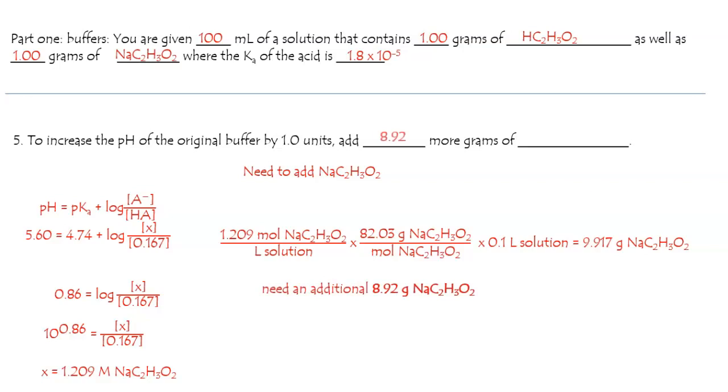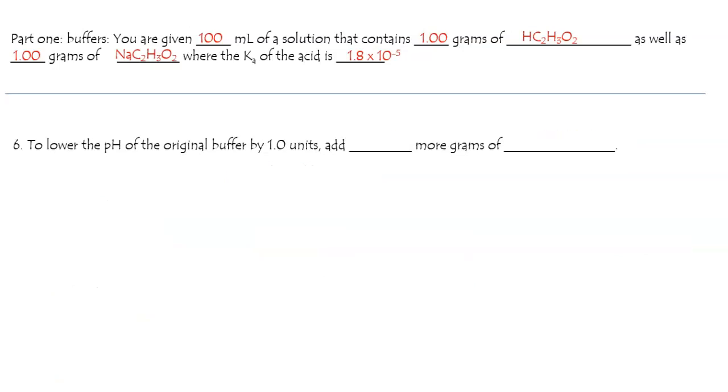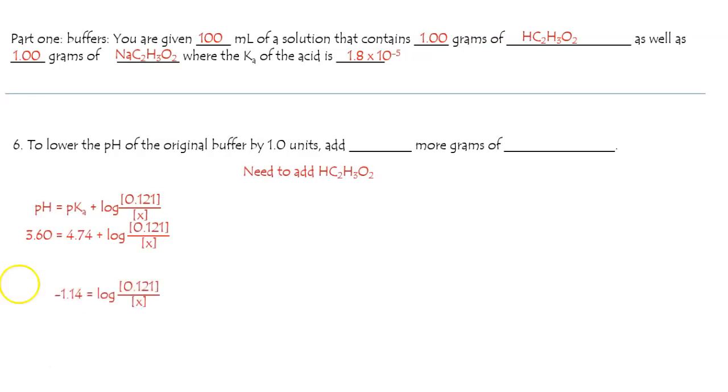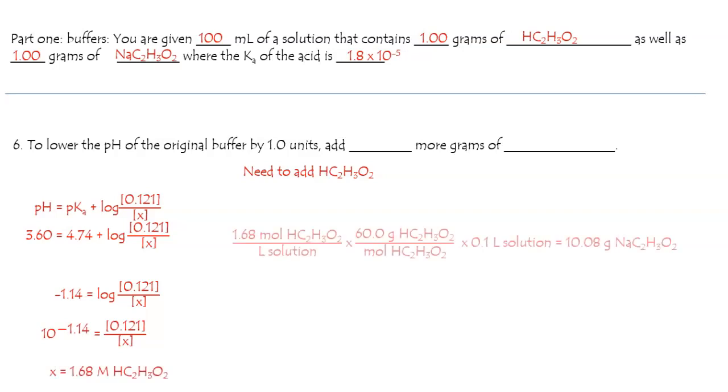sodium acetate. The question's almost identical if we want to bring the pH down by a factor of 1. Here we solve for the acetic acid concentration. So we'll leave that as a blank. We've calculated the concentration of acetate in another problem. We're using moles per liter here. So X will be our concentration of acetic acid that we need. Solving as we did before, we need a 1.68 molar solution.